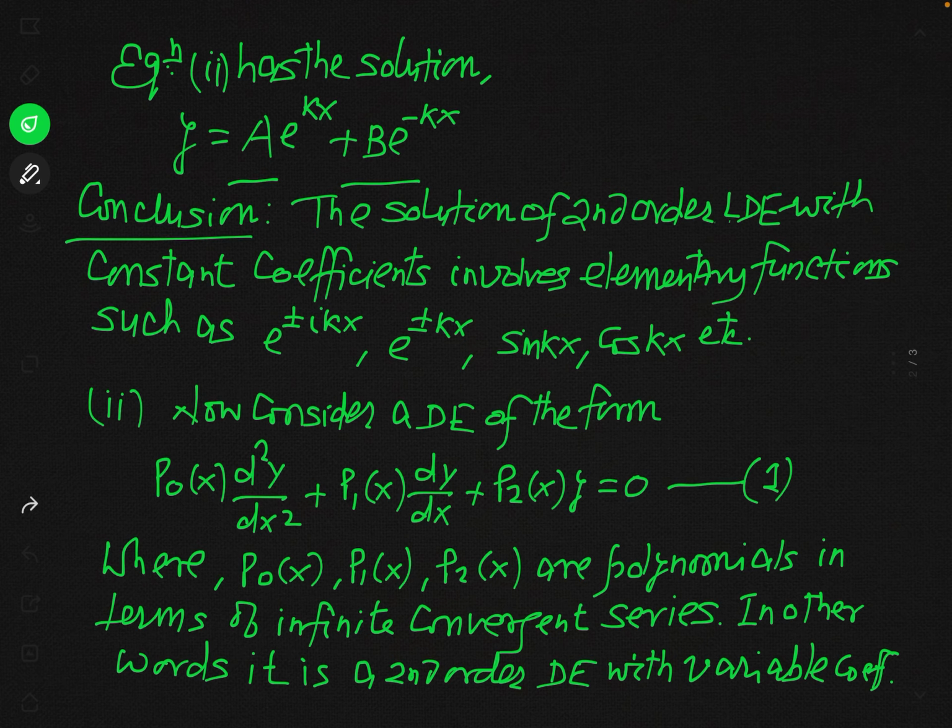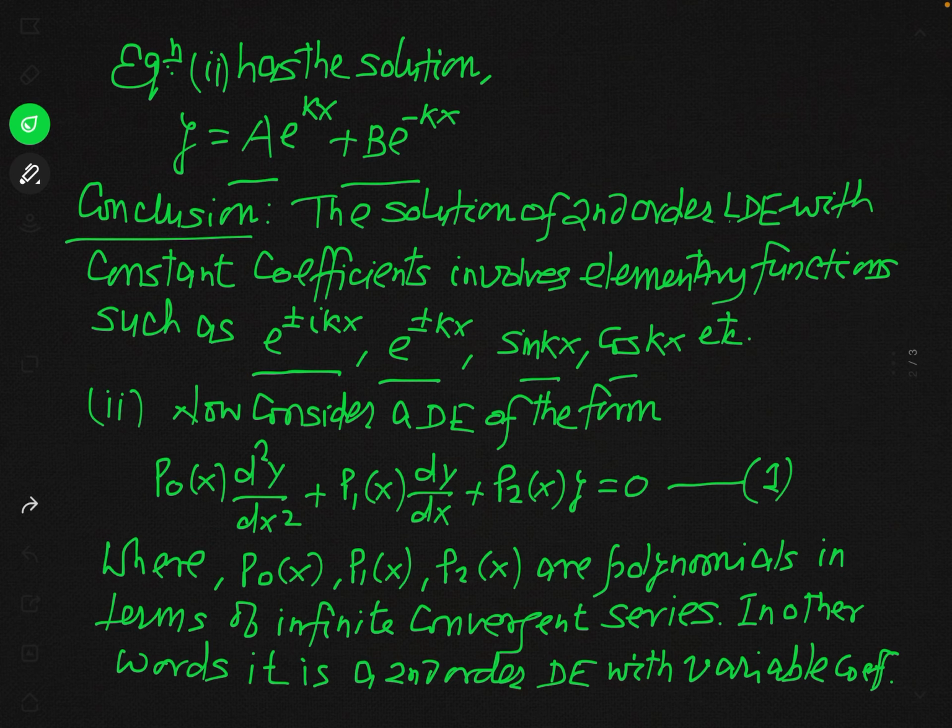So what is the conclusion? As I have told you earlier, the solution of a second order linear differential equation with constant coefficient involves elementary functions like e to the power plus minus ikx, e to the power plus minus kx, or sin kx, or cos kx, and so on. These functions are involved when there is a linear differential equation of second order with constant coefficient, not variable coefficient. But our today's problem is to discuss the solution of second order differential equation with variable coefficient.